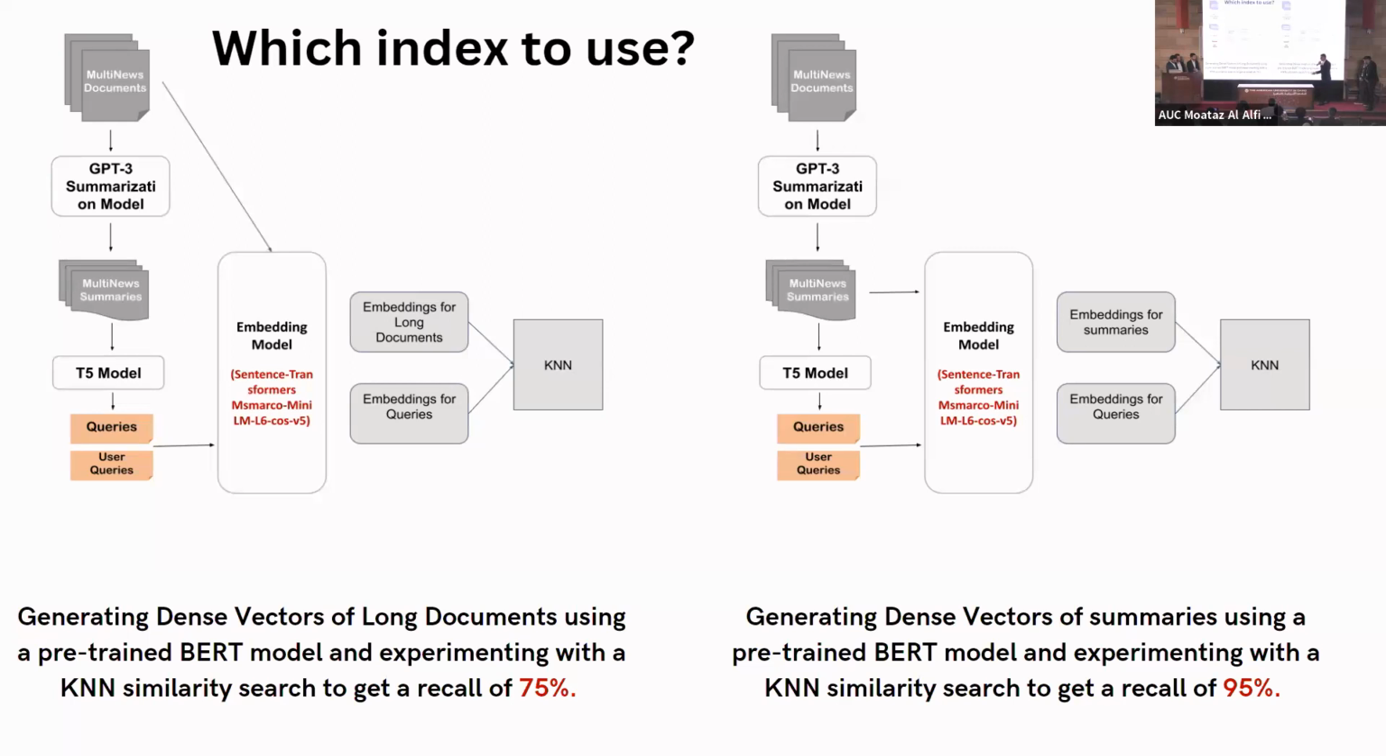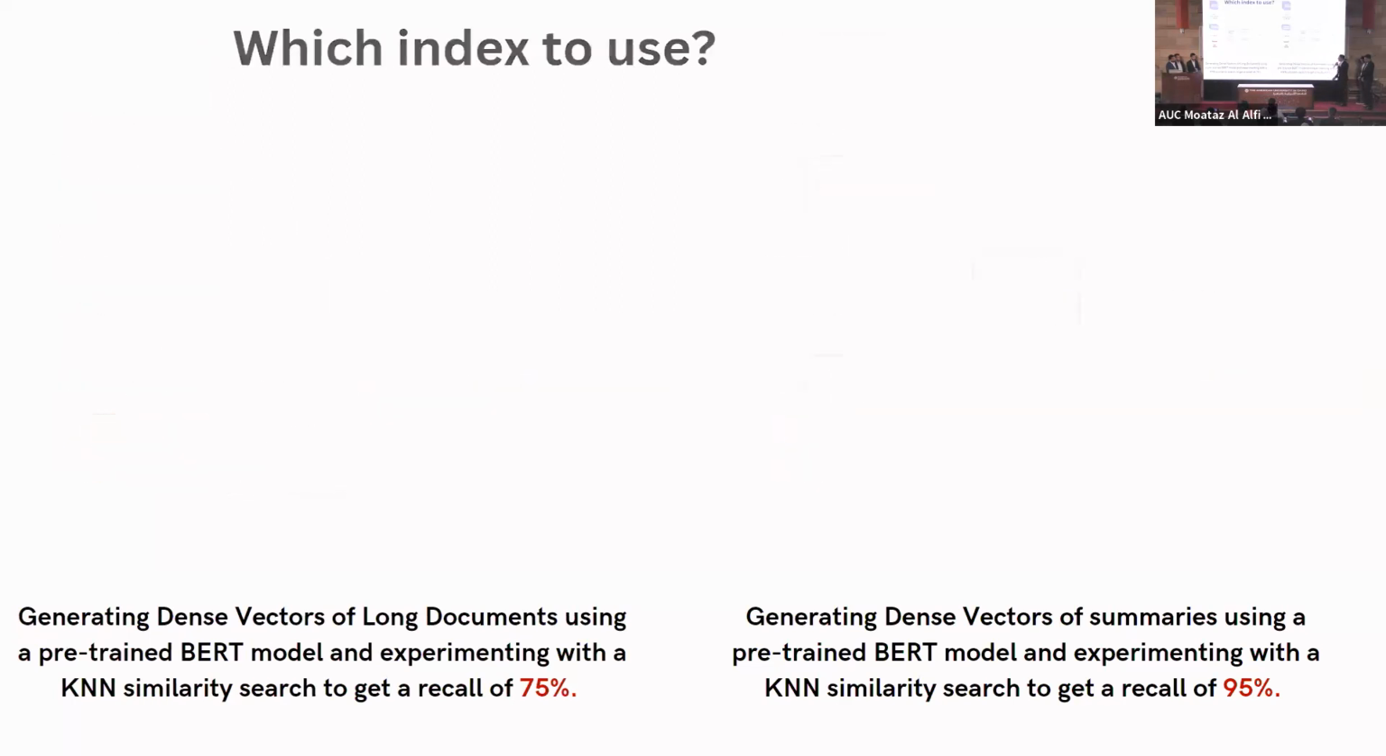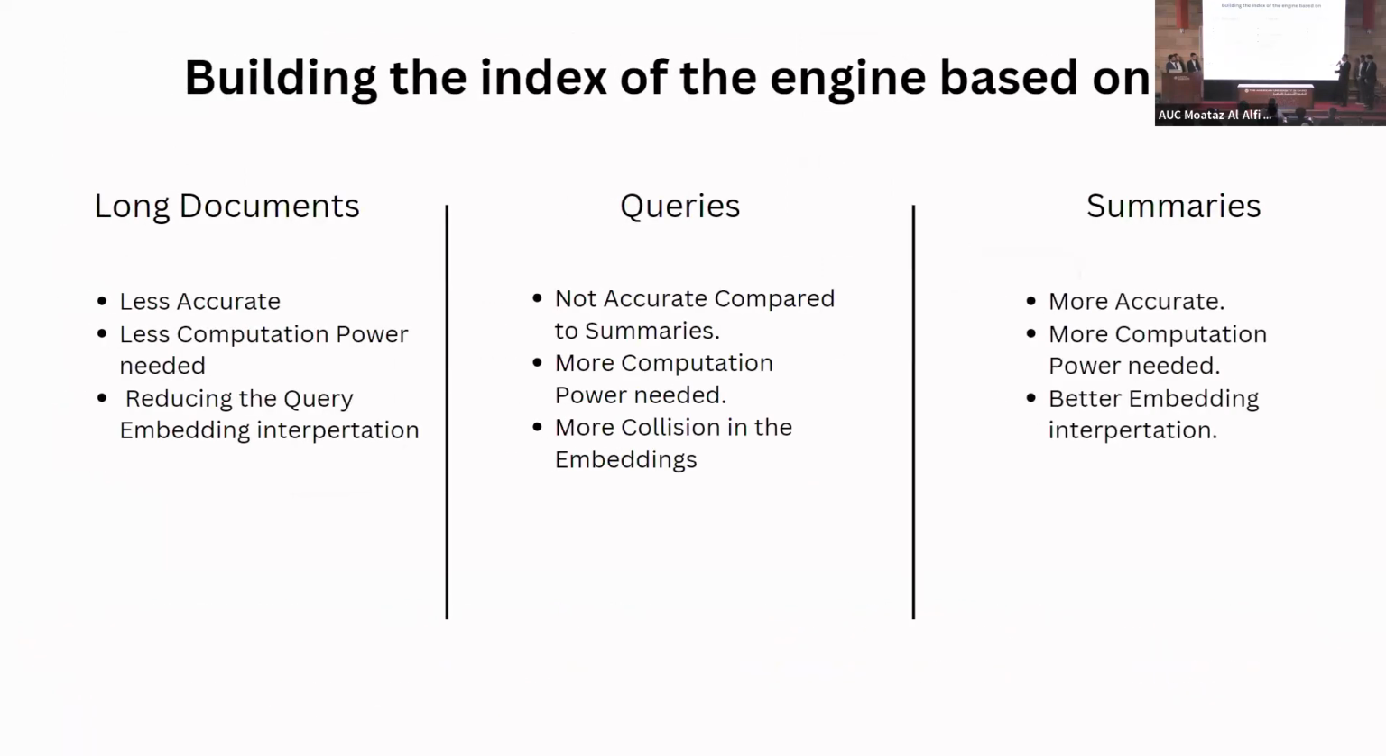So we tried to understand why this is happening. What if we try the other way around, which is that we take the summaries, build the index over the summaries, take the queries, and then evaluate over the KNN? We achieved a better recall, which is 95%. So we tried to think about why this happened.